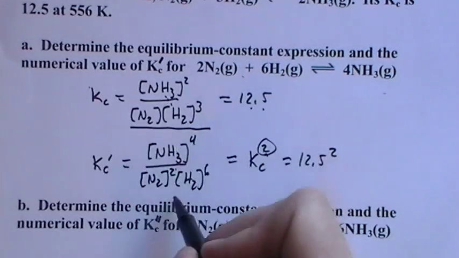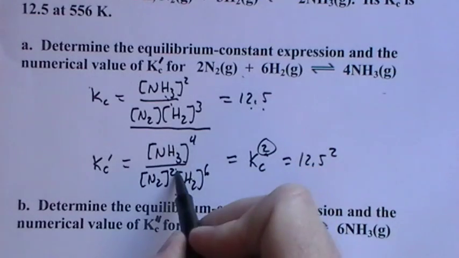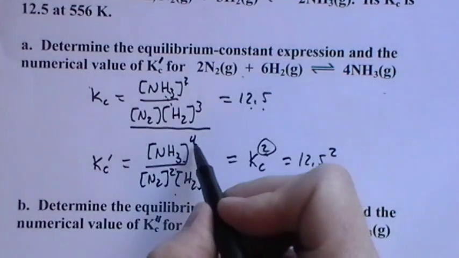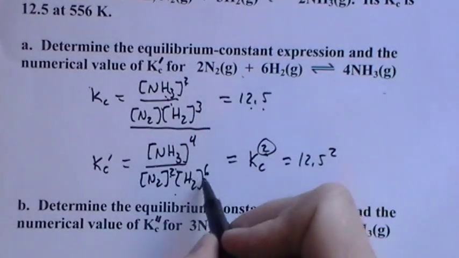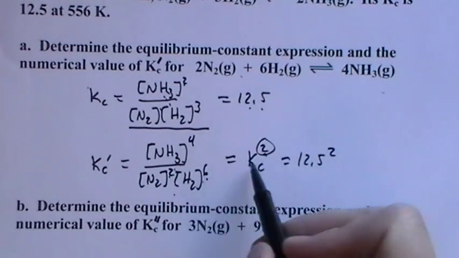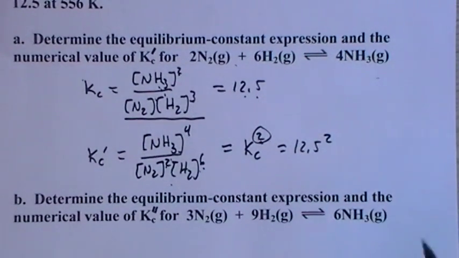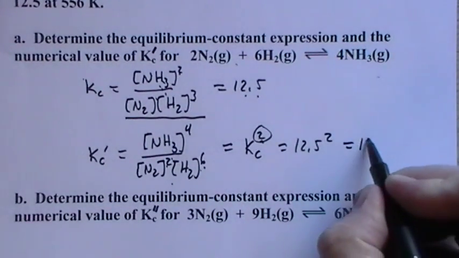Look at the difference between these two. This ratio has just been squared. This is a 2, this is a 4. This is a 1, this is a 2. This is a 3, this is a 6. So we just square the value. So it's 12 point, and this comes up to be 156.